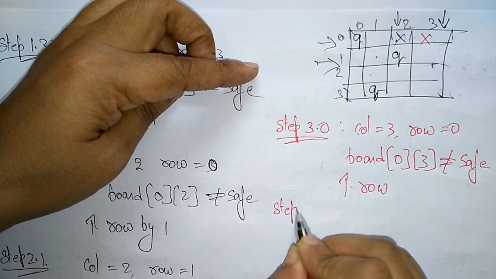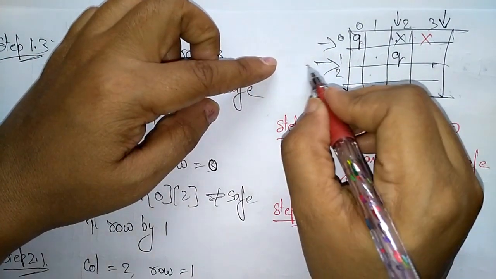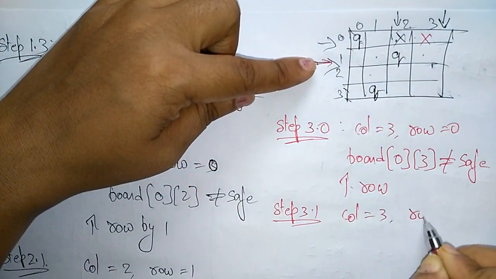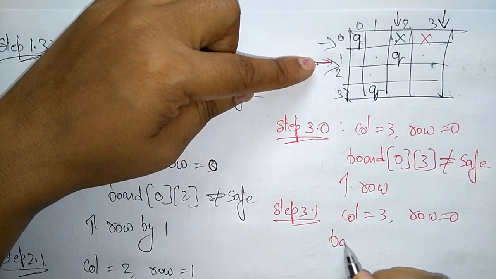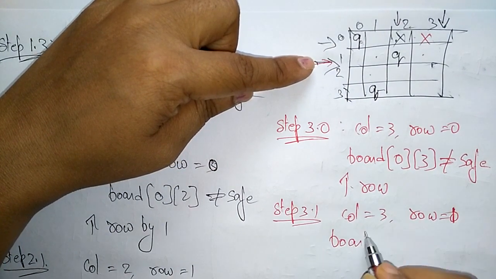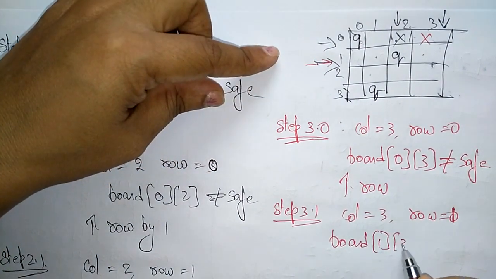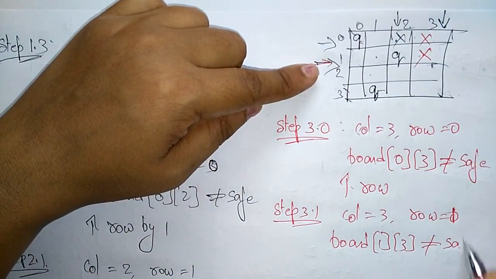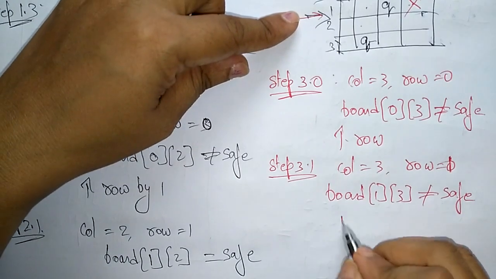Now coming to step 3.1. Now check here. Column is equal to 3 and the row is equal to 1. Board of 1 of 3. Is it safe or not? No, this is not safe because it is in the same row. So increment row.